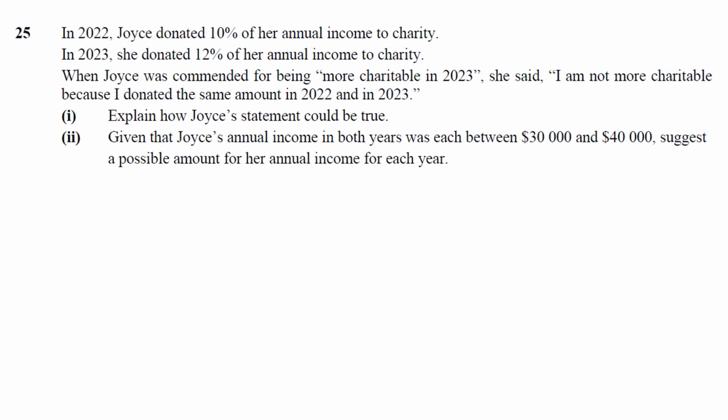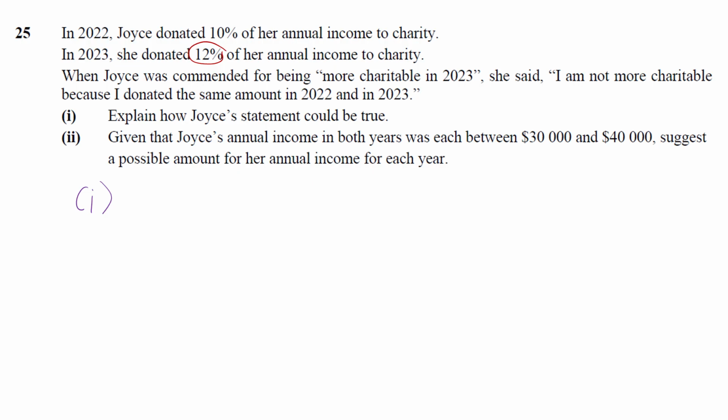Right, so in this last question, we have this girl Joyce. She donated 10% of her annual income to charity in 2022. In 2023, she donated 12%. So somebody said she was more charitable in 2023 because she donated 12%, which is 2% more than her 10% in 2022. But Joyce said, no, I'm not more charitable in 2023. Actually, I donated the same amount. So do you think Joyce's statement could be true?